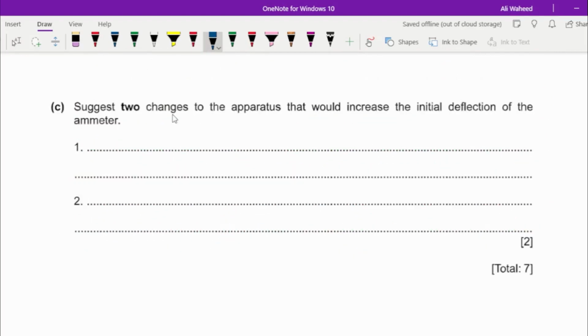On the last part of this one, suggest two changes to the apparatus that would increase the initial deflection of the ammeter. Easiest of them all, using a stronger magnet.